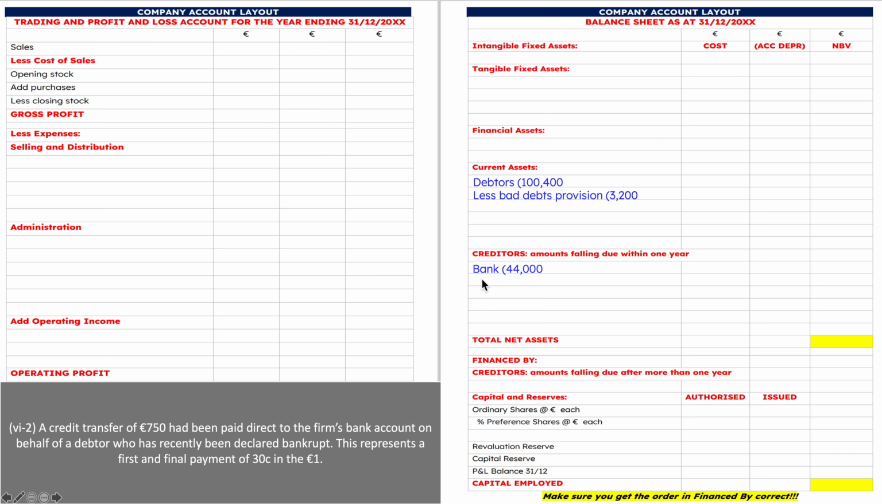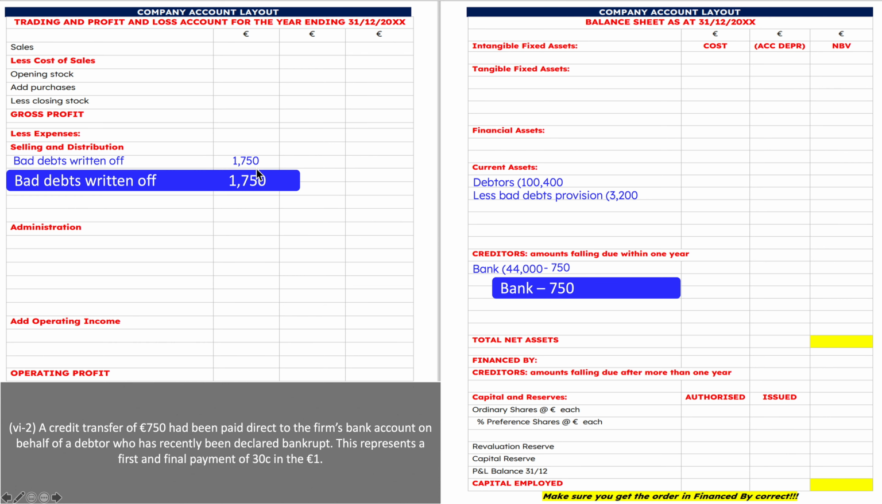Okay, credit transfer paid into the bank. This is a bank overdraft. It was on the credit side of the trial balance. So 750 that came into the bank, we minus 750 there. Now, we will not receive the other 70 cents in the €1. That will be bad debts written off, 1,750. And that is 750 divided by 30 multiplied by 70 to get what 70% is. So 1,750 there.